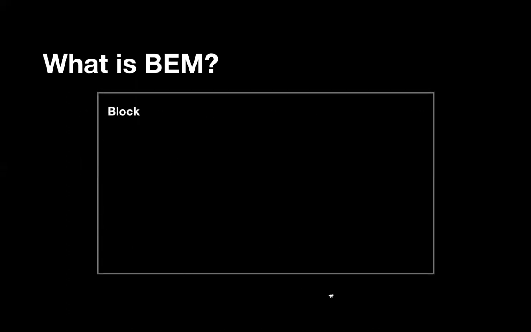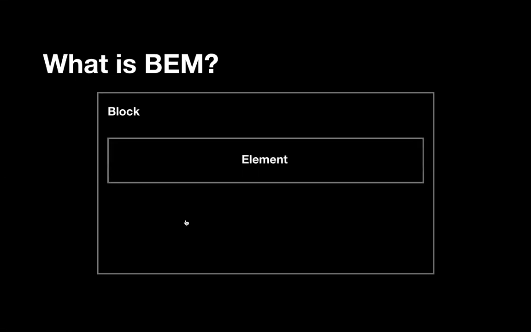Let's say you have a block. What's a block? You could think of a block as a self-contained, independent component. Blocks are not dependent on other blocks. They're their own individual entity. A block can contain elements, or it can contain other blocks. Now we have our element. What's an element? An element cannot be independent. It must exist within a block. An element outside a block is not an element.